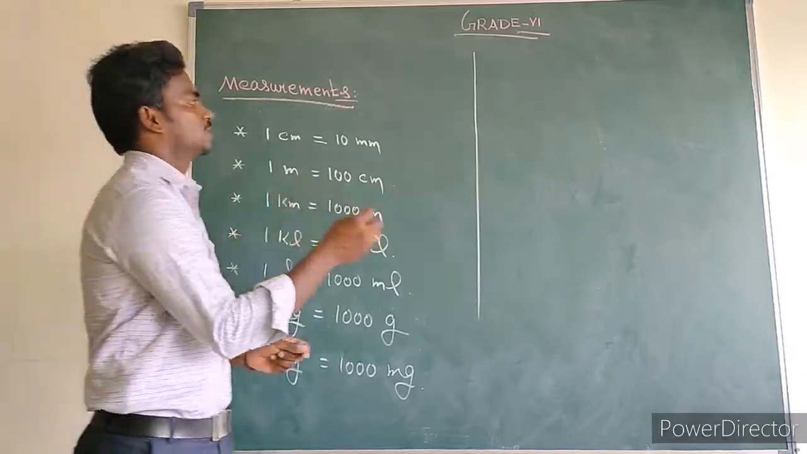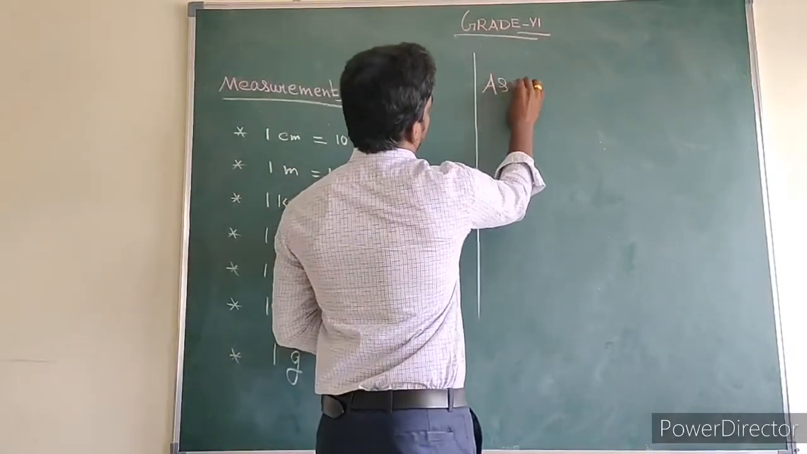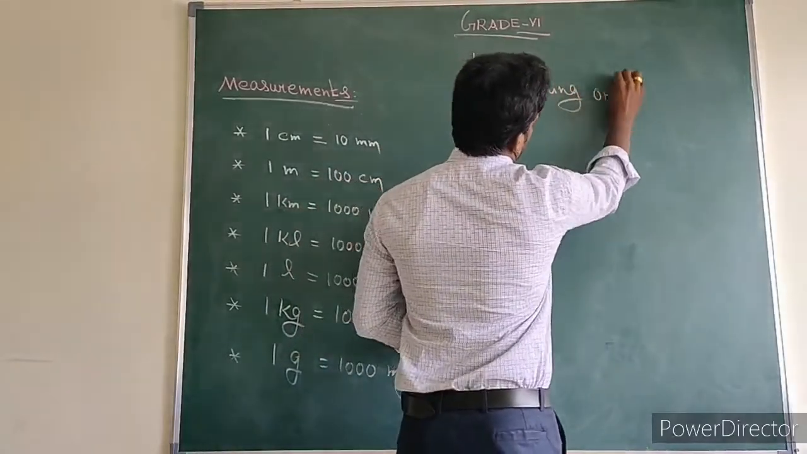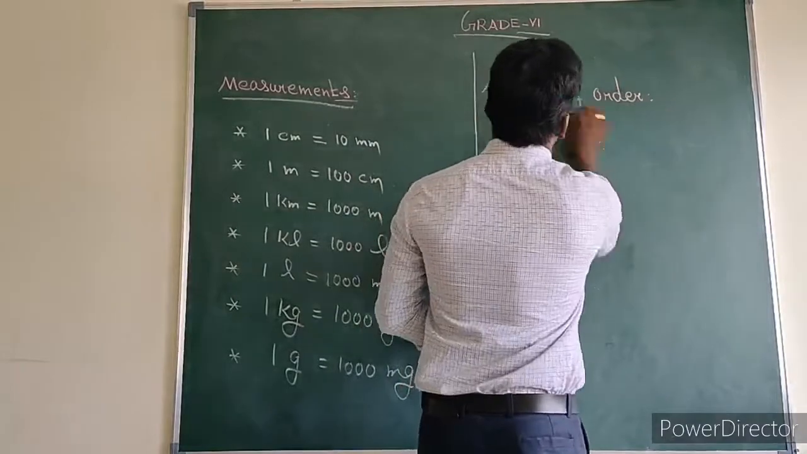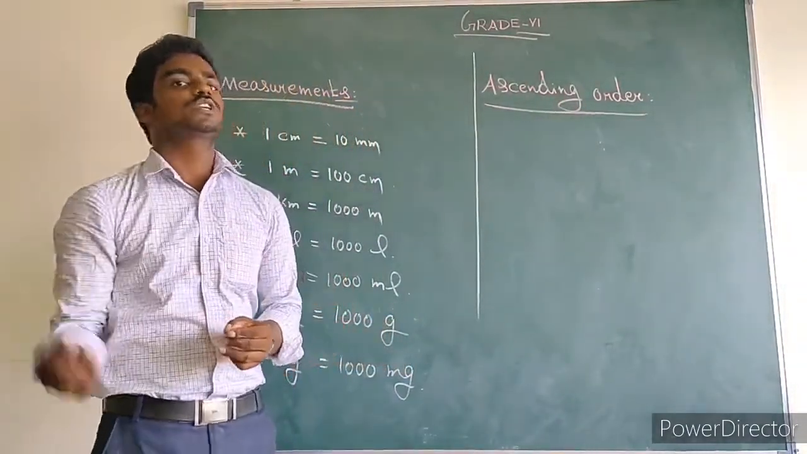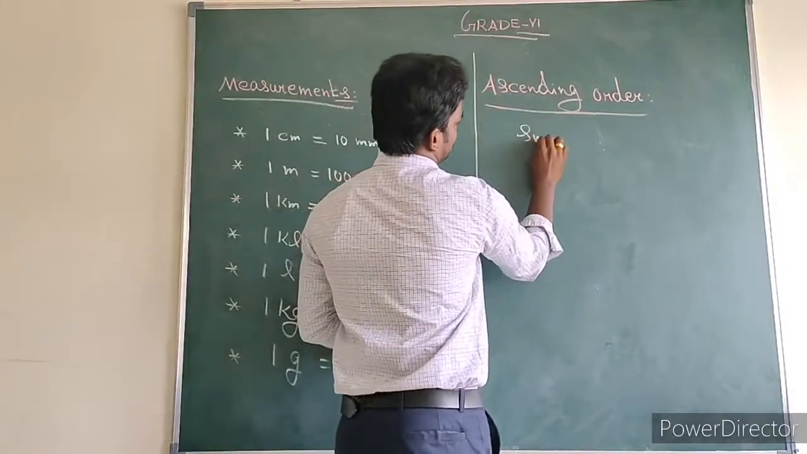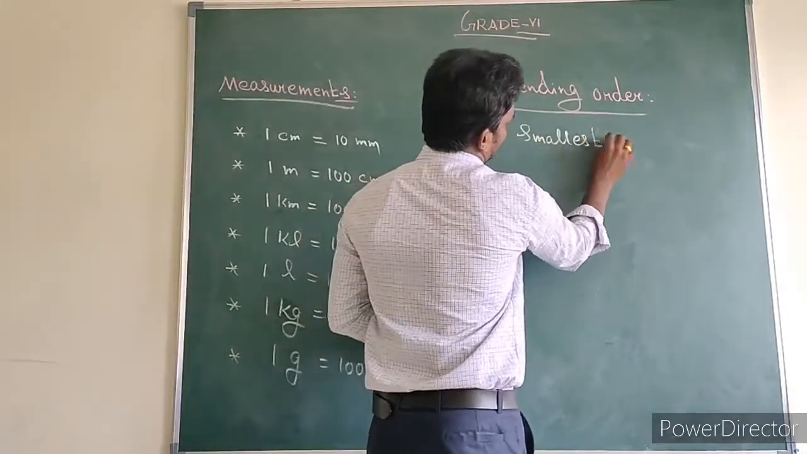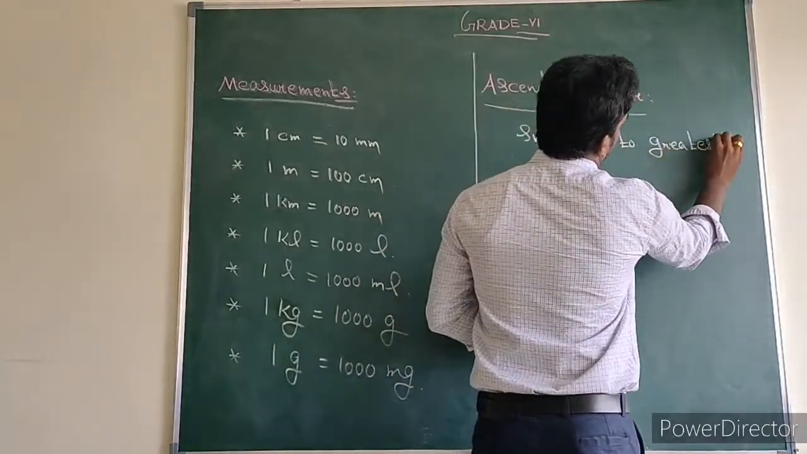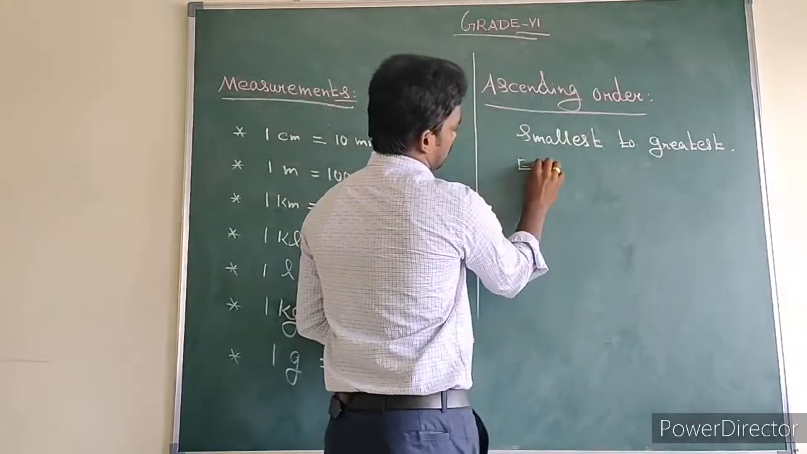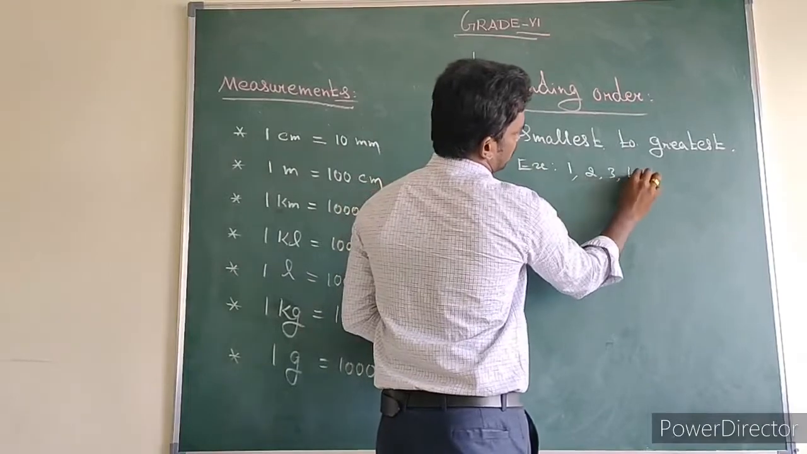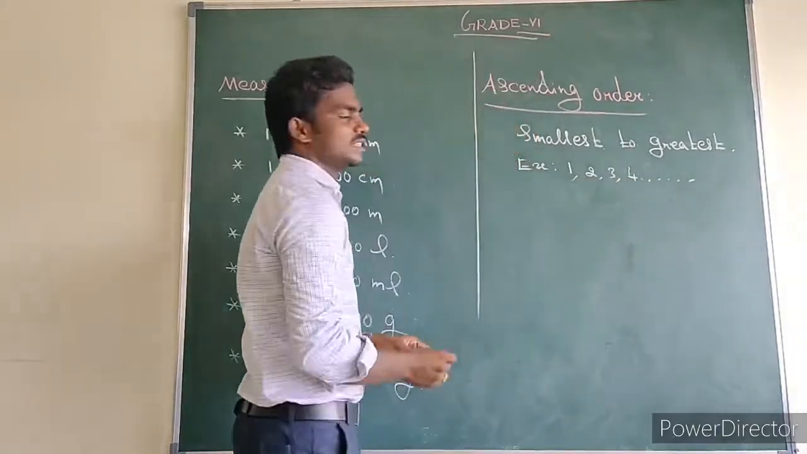Next one is ascending order. What is meant by ascending order? We know ascending order means we write the numbers from the smallest number to the greatest number. For example, how to write in ascending order? Numbers starting from 1, 2, 3, 4, increasing order. This is called ascending order.